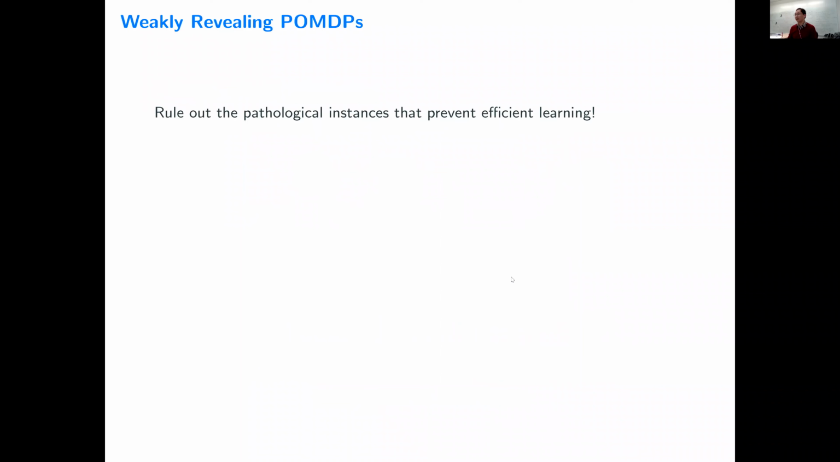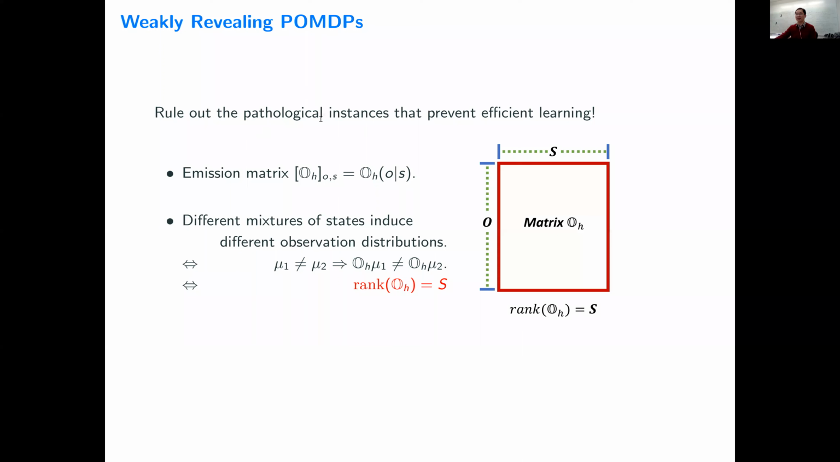Okay. So the strategy to define a new subclass is basically we just want to rule out this pathological instance, where we have no useful observation and we prevent efficient learning. So how do we get rid of this pathological instance? We look at the emission. Recall the emission is the probability of observation given states. We can write this emission as an emission matrix, which is an O by S matrix. Each entry, as I said, is the probability of observation given state. We concluded that if there are two states that lead to the same distribution over observations, then it becomes hard. So one immediate way to get rid of this is to say any different mixture of states will induce a different distribution over observations. This way we get rid of this hard instance.